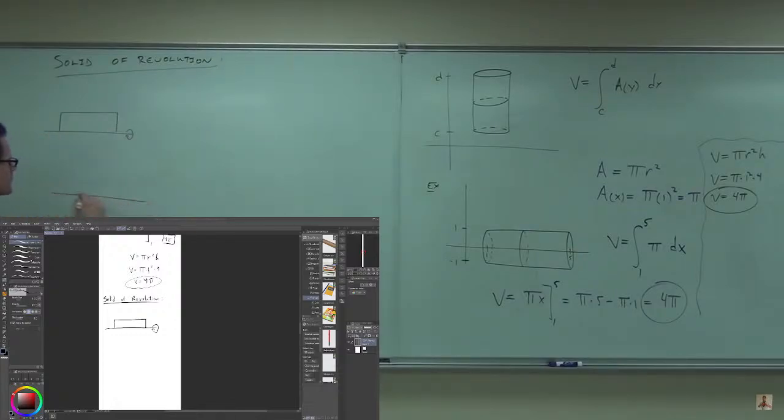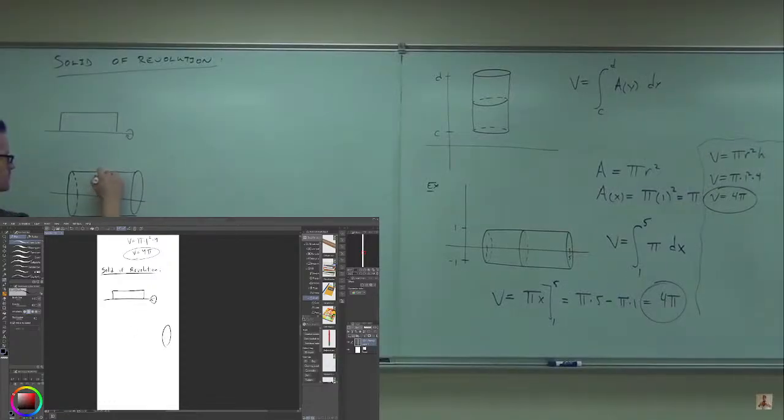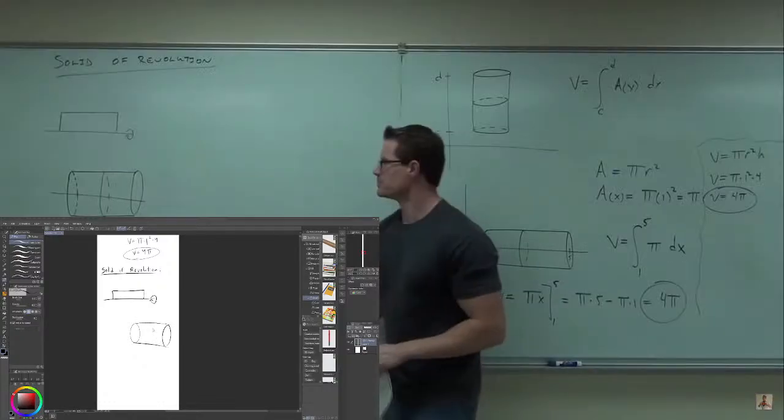Sorry, volume. So this would create this shape. Basically, I didn't draw it very nicely, but it creates that cylinder that we were just talking about. Well, I really messed that up. Forget this. Hang on. I'm going to make it nicer for you guys than that.